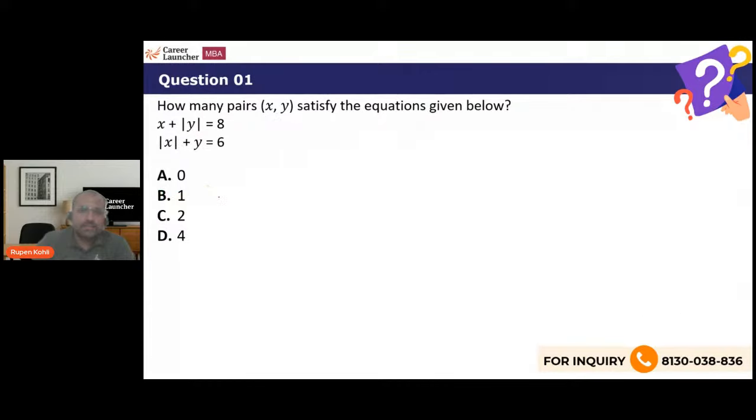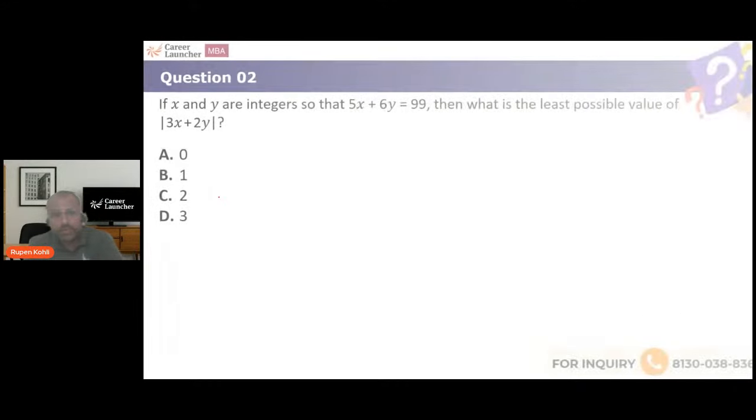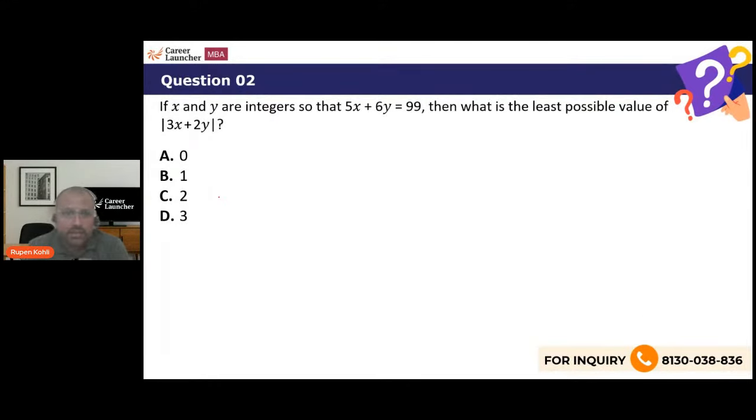Let's build further. There are a lot of things to see in how things are handled. I have also brought some mixed questions like this one. Second problem, let's see. If x and y are integers such that 5x plus 6y equals 99, then what is the least possible value of the modulus of 3x plus 2y? Some overlapping concepts of linear equations are also there in this problem.